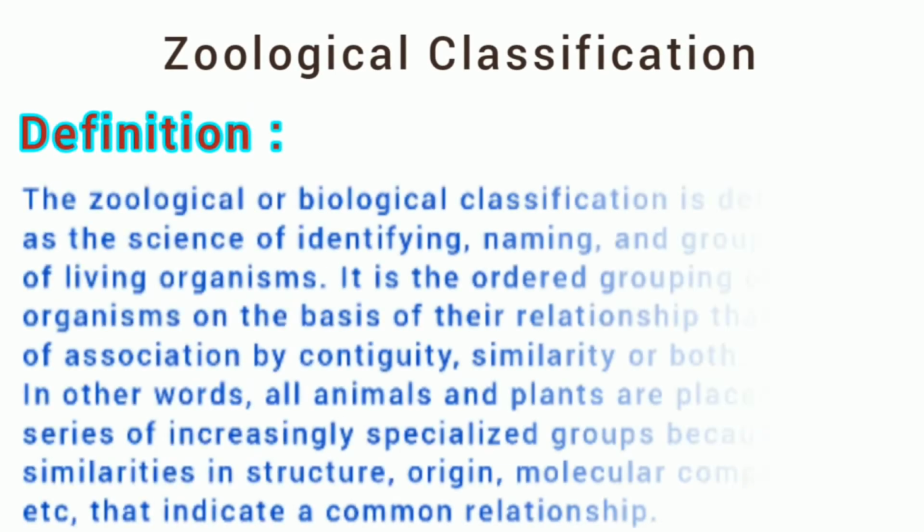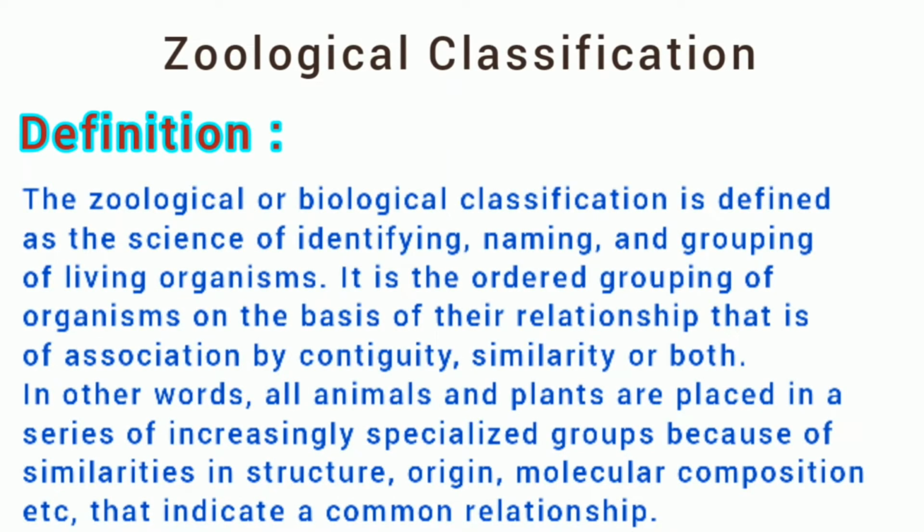Zoological classification. Definition. The zoological or biological classification is defined as the science of identifying, naming, and grouping of living organisms. It is the ordered grouping of organisms on the basis of their relationship, that is, of association by contiguity, similarity, or both. In other words, all animals and plants are placed in a series of increasingly specialized groups because of similarities in structure, origin, molecular composition, etc., that indicate a common relationship.